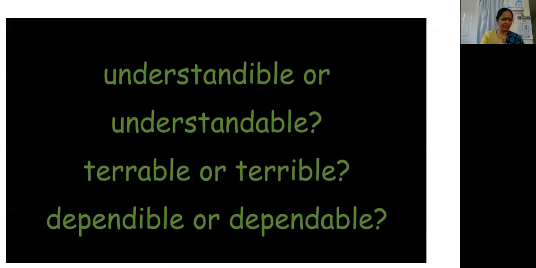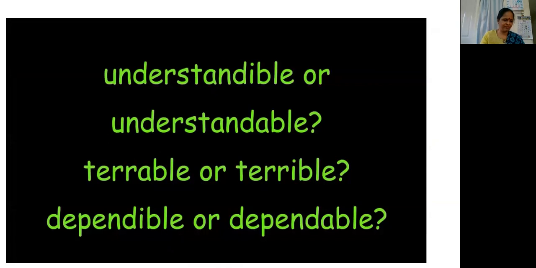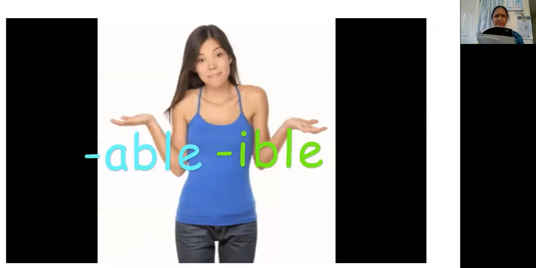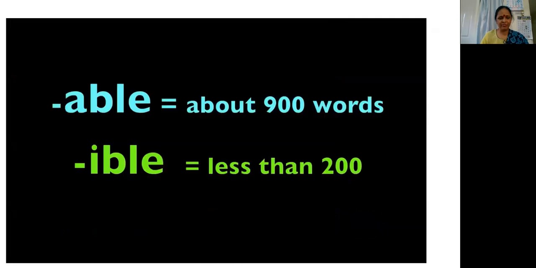Knowing which of these suffix endings to use can be tricky, really tricky. There are no hard and fast rules with these. You've just got to learn them, I'm afraid, and practice them. Let's go deeper into these endings. There are more words ending in able, about 900, than ible, less than 200.